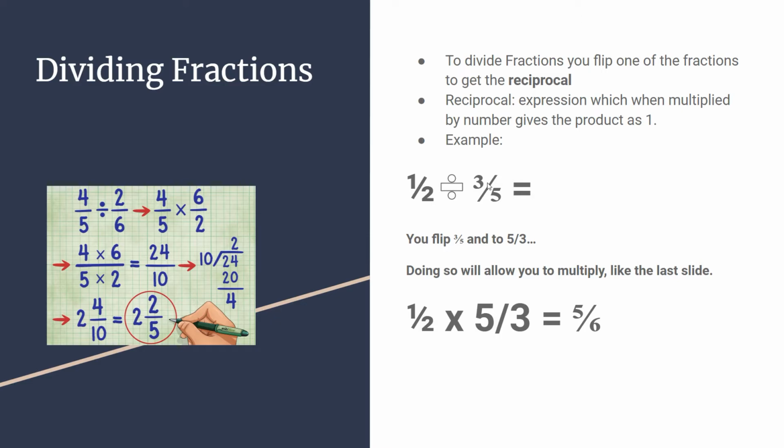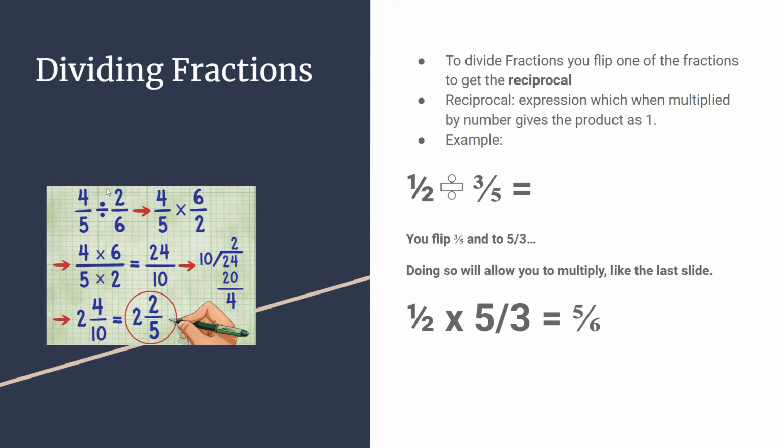After flipping to 5/3, you multiply, like from the last slide. You just multiply across. So after flipping, it would be half times 5/3. So you multiply 1 times 5, you get 5, and 2 times 3 equals 6.